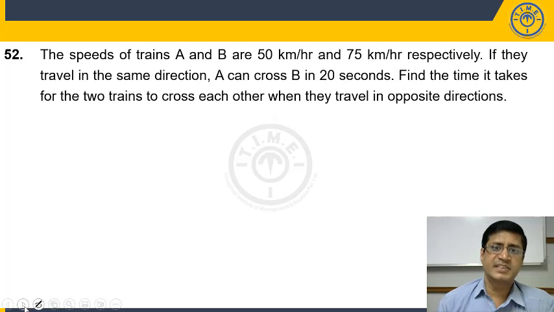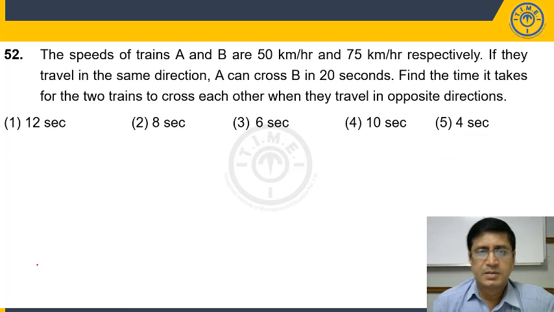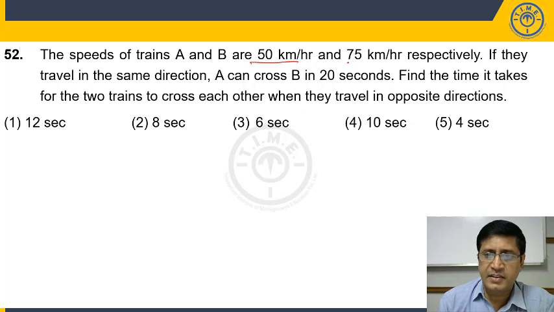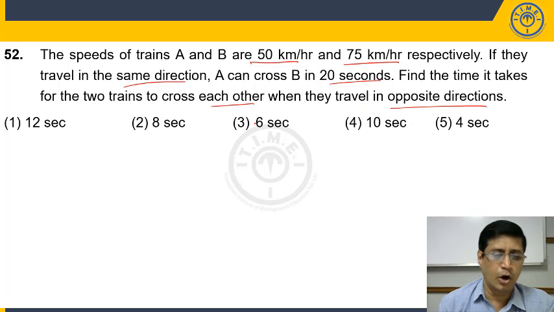Now look at the next example on your screen. The speeds are 50 and 75 km per hour. Same direction they are traveling, crossing in 20 seconds. Now, if they cross each other in opposite direction, how much time?